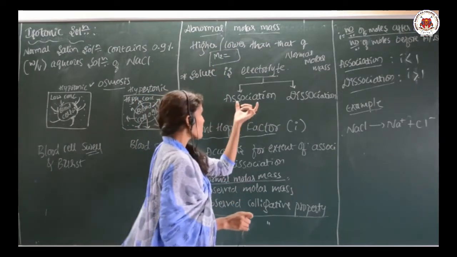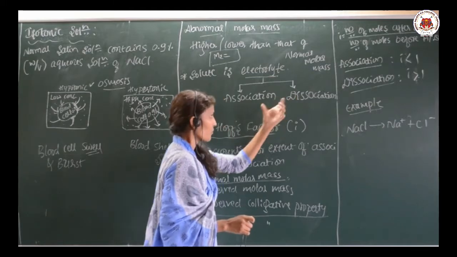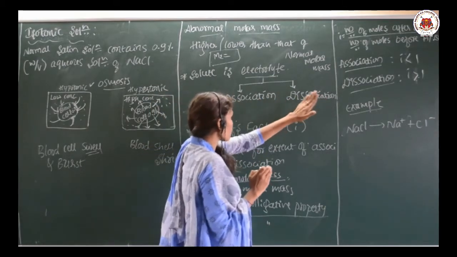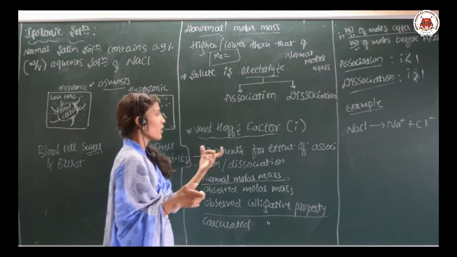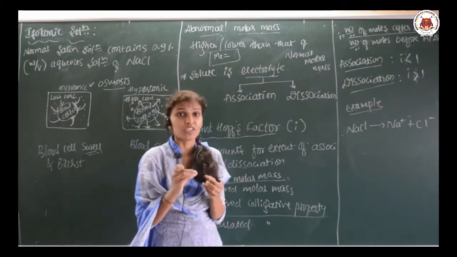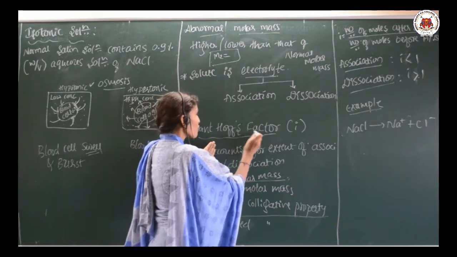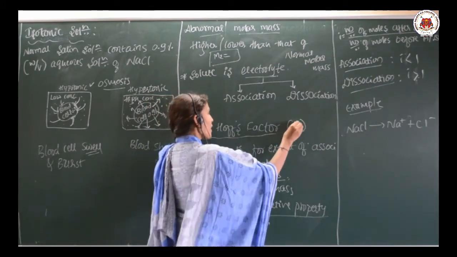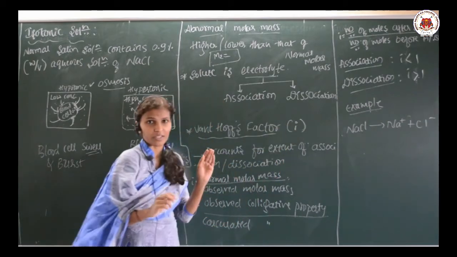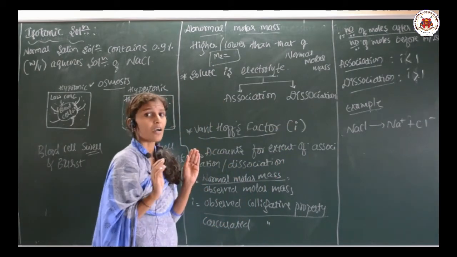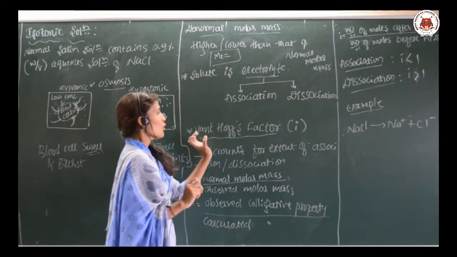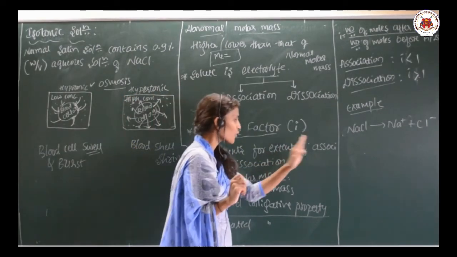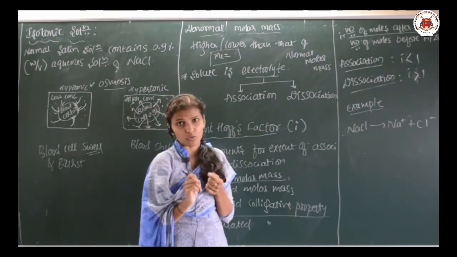And then this association or dissociation, the extent of association or dissociation is known by a factor which is called the Van't Hoff factor. The Van't Hoff factor is indicated by the letter i. Van't Hoff factor accounts for the extent of association or dissociation.